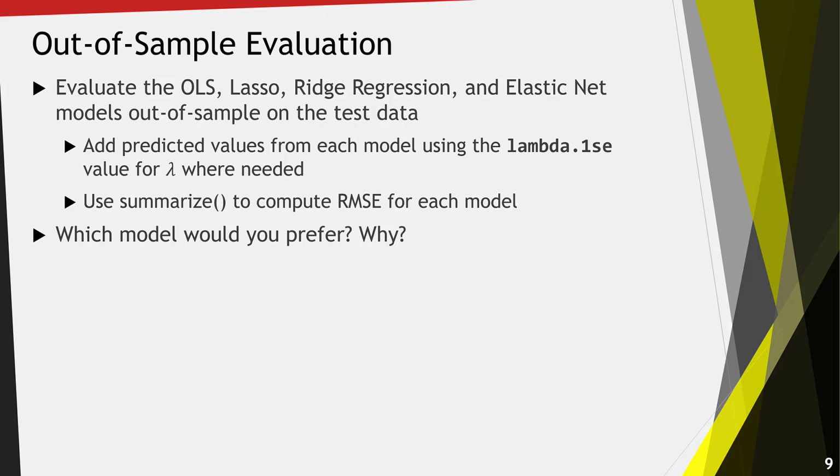What I'll do is I'll compute predicted values from each model. When I have to choose a lambda, I'm going to use the lambda.1se value. Remember, this is the value of lambda that's within one standard deviation of the MSE minimizing value of lambda. Data scientists tend to prefer it because it leads to very parsimonious models while still trying to keep mean square error as low as possible. After generating those predictions, I'll use summarize to compute the out-of-sample root mean square error for each model. We'll take a look at that and then decide which model we would prefer.